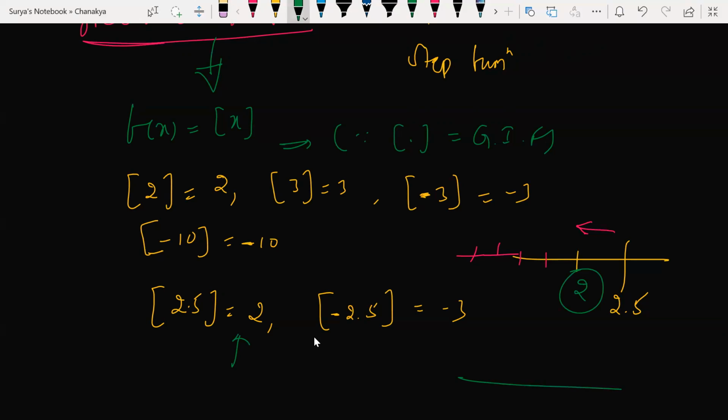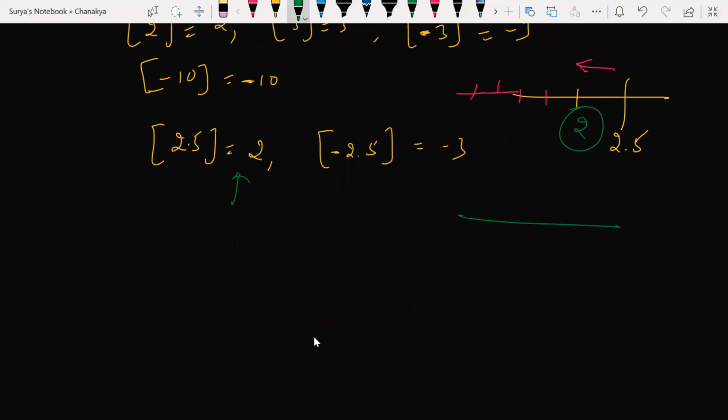Now similarly, look at this here. -3. How -3, sir? So -2.5 is going to be here, beta. What is the left side greatest integer? -3 is the left side greatest integer. So -3 is going to be your greatest integer. Hope you are getting my point. Any doubts? Any doubt, guys? Children, any doubts?